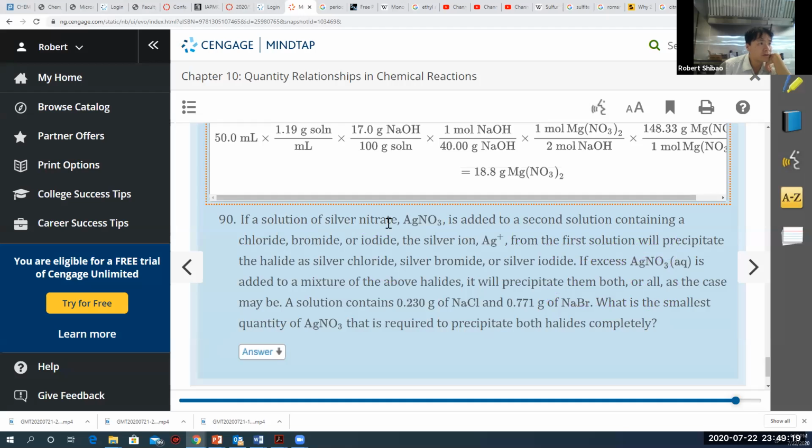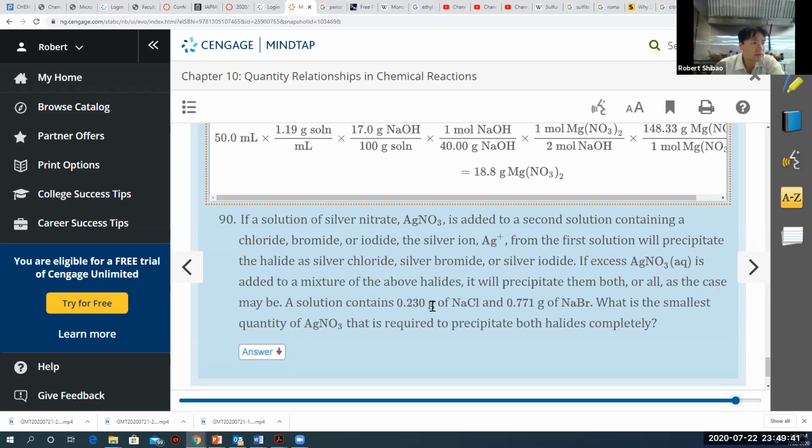If a solution of silver nitrate is added to a second solution containing chloride, bromide, or iodide, the silver ion from the first solution will precipitate all the halide. Silver chloride, silver bromide, silver iodide. If excess silver nitrate is added to a mixture of the halides, it will precipitate them all, or all, as the case may be.